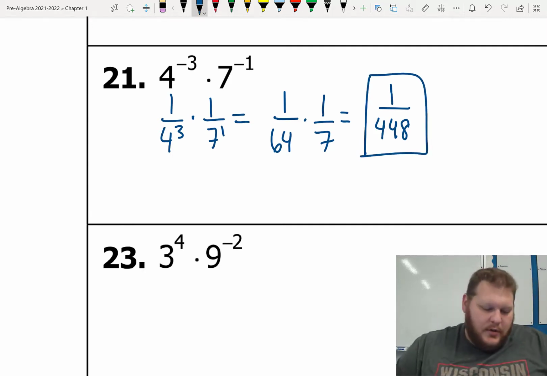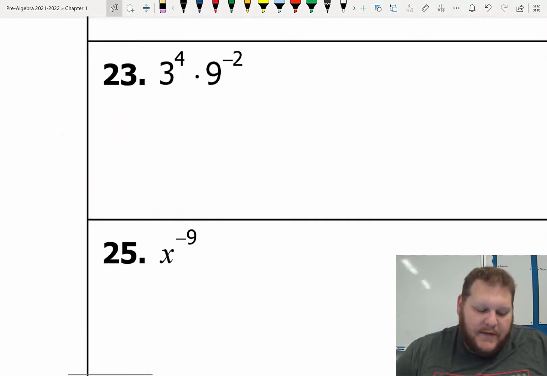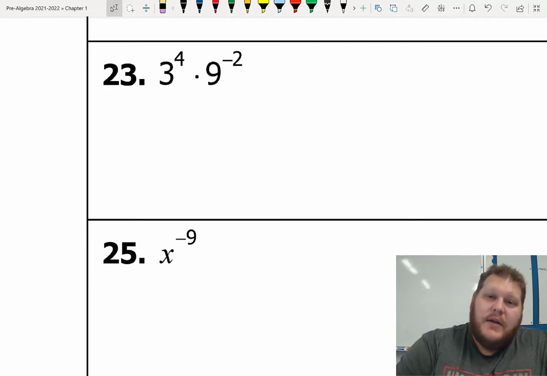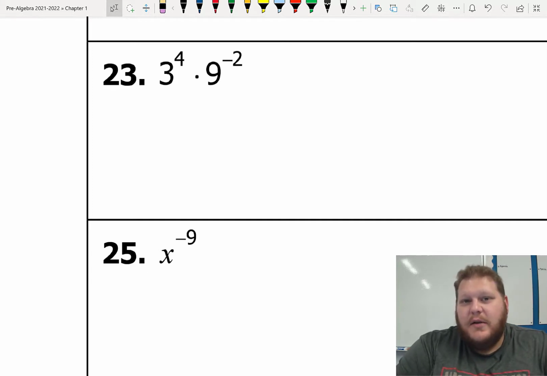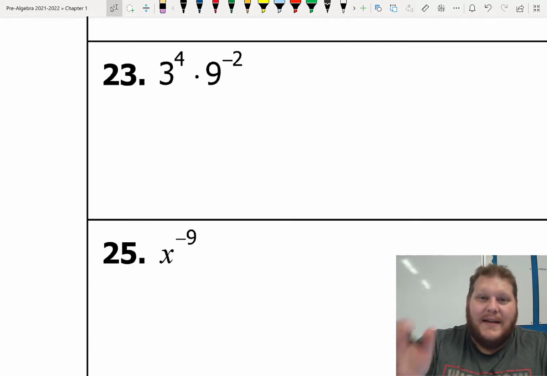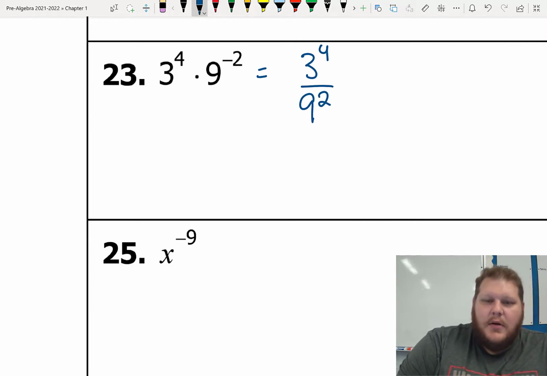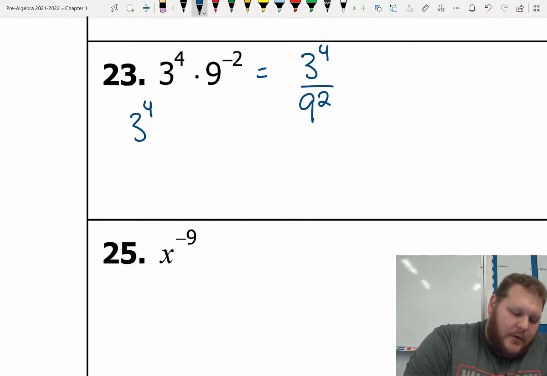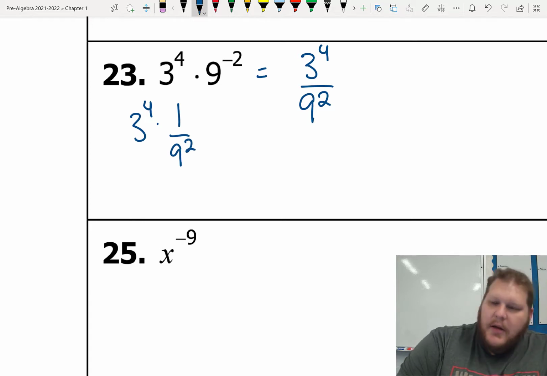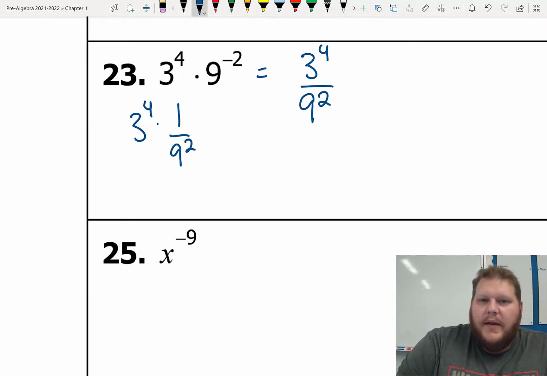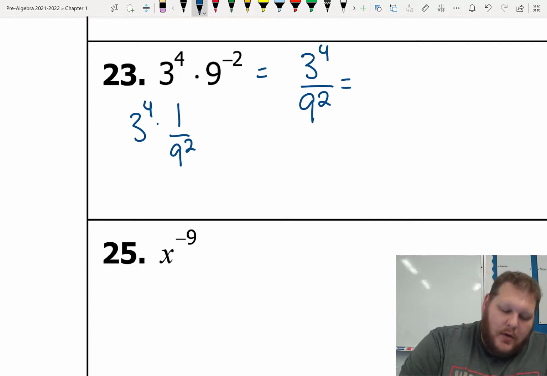All right, just a couple more. So here, this is what I was emphasizing on the previous problem with number 23. Number 23, we've got 3 to the positive 4th power times 9 to the negative 2nd. Now, since 3 has a positive 4 as its exponent, it doesn't have to get flipped over. It's only that 9 to the negative second that has to get flipped over to make that exponent positive. So when I do that, my 3 to the 4th power stays up top, and then my 9 squared goes underneath. And you can write it as one fraction. If you really want to, you could write this as 3 to the 4th power times 1 over 9 squared, if that makes you happy. But personal choice, personal preference.